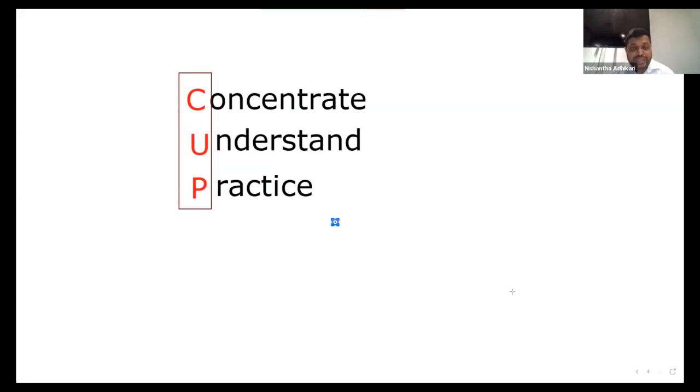If you focus on these three aspects, you will be able to succeed. Therefore, it is very important, as this is very close to the examination. You have to concentrate, understand, and practice. Hope you have understood.